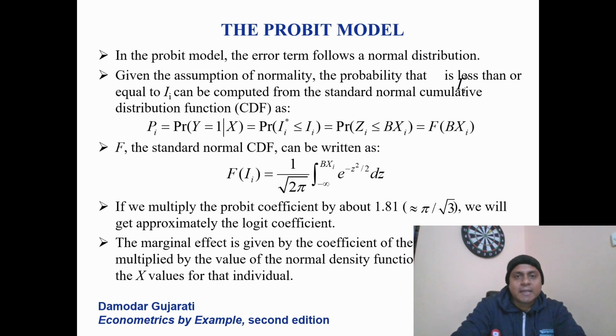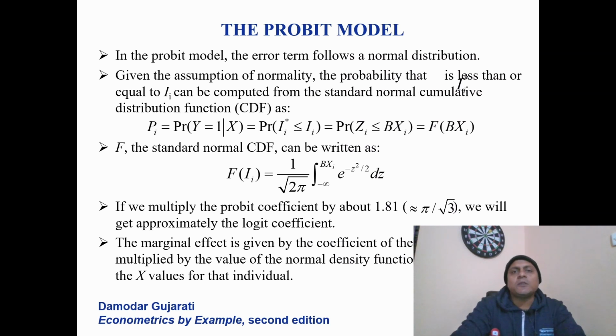Odds ratio means that whenever you are changing any one variable, you have to check the probability of the other variable occurring, right? A similar type of model is called the Probit model. The main difference between the Logit and Probit models is that the error term in the Probit model is normally distributed. That is the only difference between the Probit and Logit models.